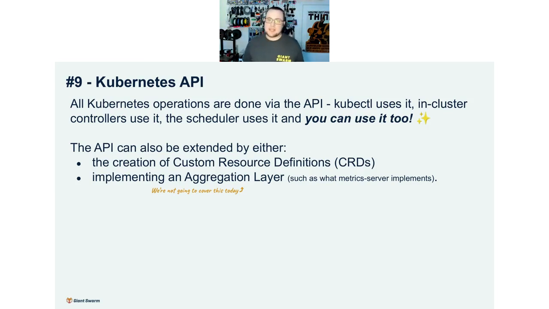This is either through the creation of custom resource definitions. We've seen a little bit of examples of this already. So, for example, the Kubernetes policy, or by implementing an aggregation layer, such as what the metrics server does to expose the metrics. I'm not going to be covering that in this talk today.